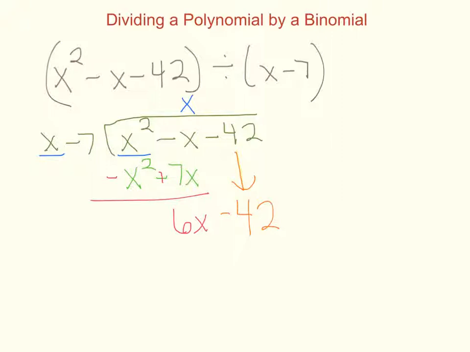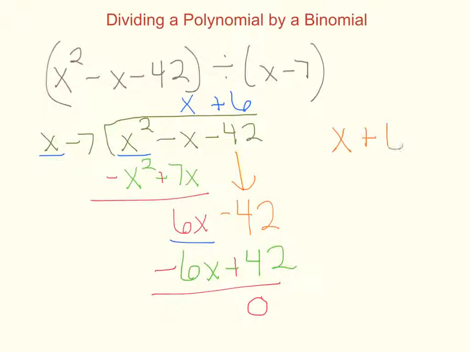Okay, but now we're going to do 6x divided by x. And 6x divided by x would simply be 6. Then we go through and multiply again. 6 times x is 6x. And 6 times negative 7 is negative 42. Then the last step is to subtract, or in this case, add the opposite. So we need to get the opposite of each one of those. And when we add, we get 0. So x plus 6 would be your answer.